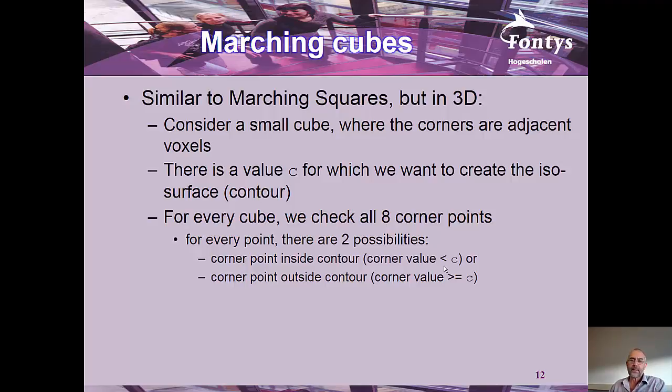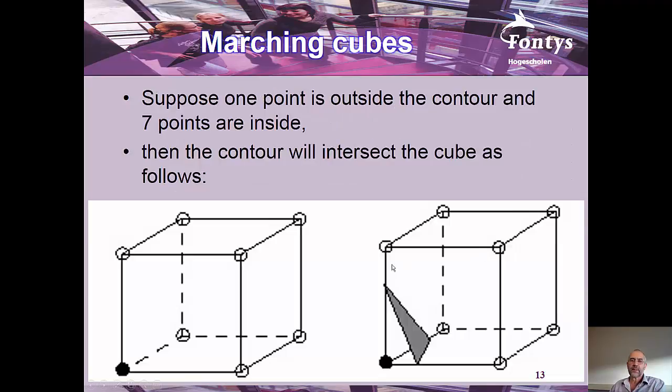And there are 2 possibilities. The measured value in the corner of the cube is either smaller than the value we are looking for, or bigger or equal. And that gives us a number of different situations. Like here we have 1 point which is bigger, 7 points that are smaller than the value we are looking for.